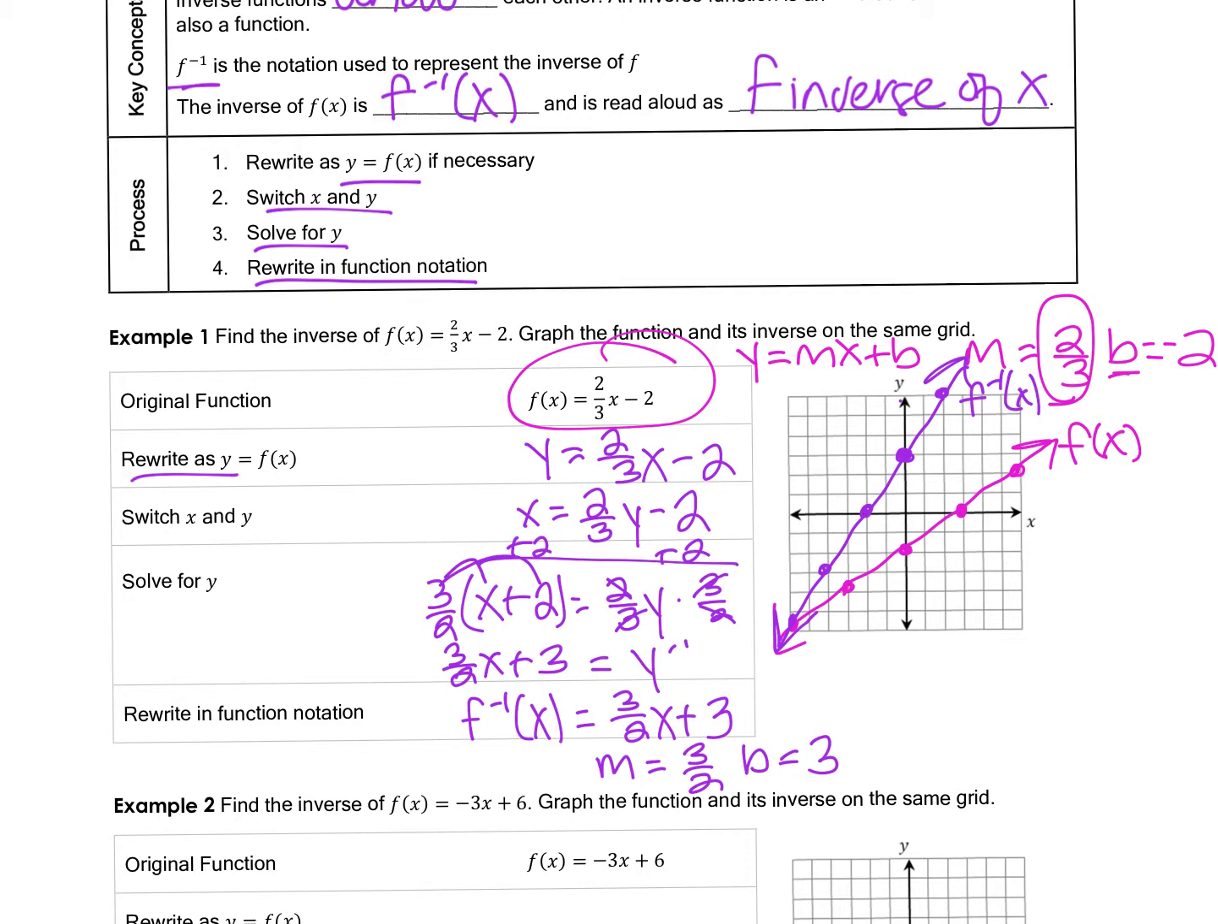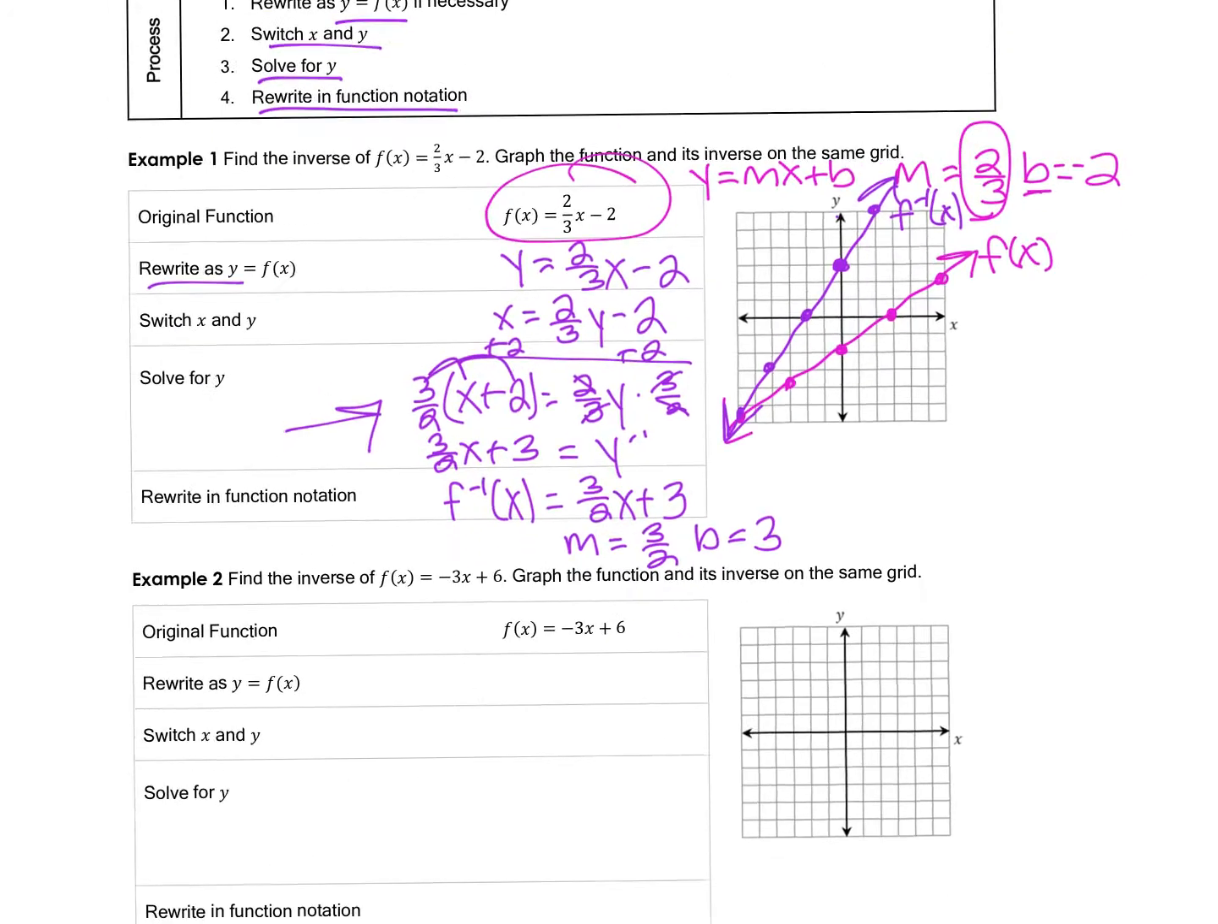All right, so there is how we find the inverse of an equation or a function. We switch x and y like we did in the last lesson, and then we solve for y. Remember I said I would go back over how you could do that in 2 steps. You could multiply by 3 on both sides and then divide everything by 2. That should give you the same answer.